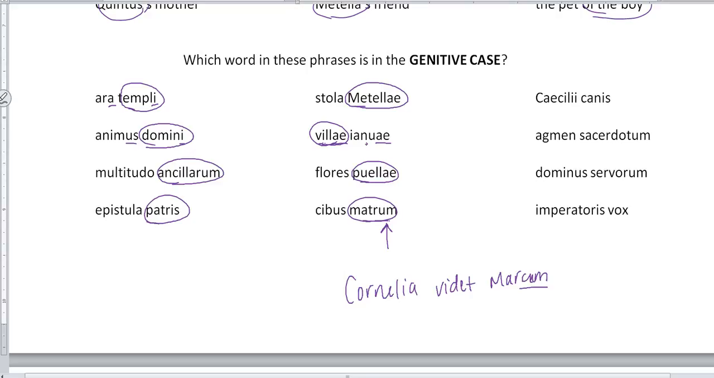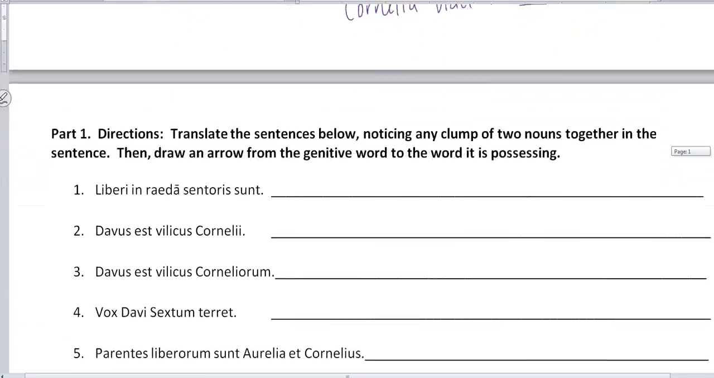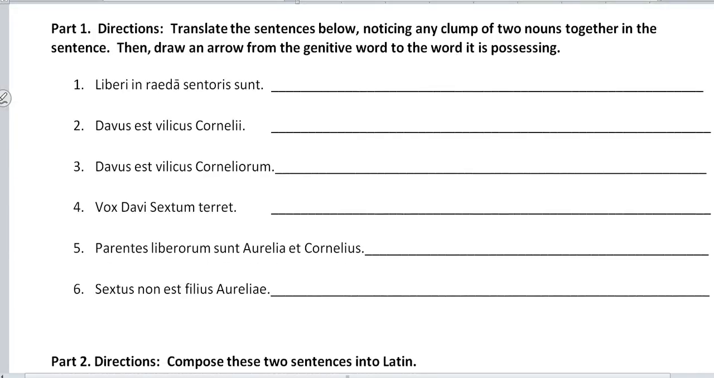Canis Caecilii. Let's see. We've got the dog of Caecilius. Agmen sacerdotum, the line of priests. Dominus servorum, the master of slaves. And vox imperatoris, the voice of the emperor. Those are your genitive forms. Always trust your endings. They're always the same. All right, turn your page over and take a look.